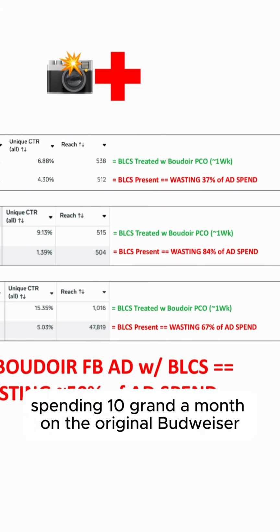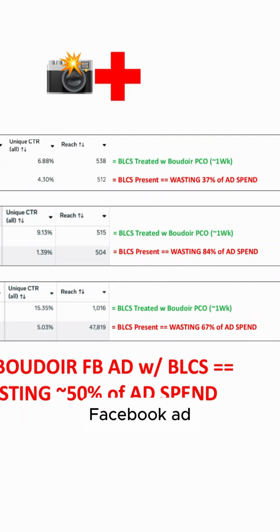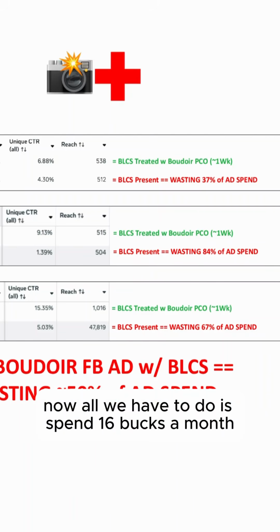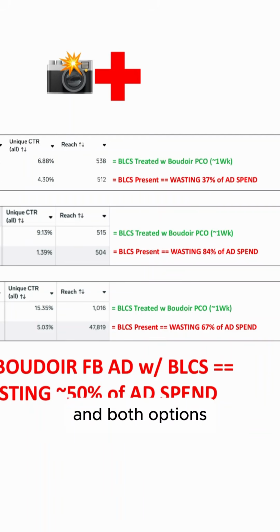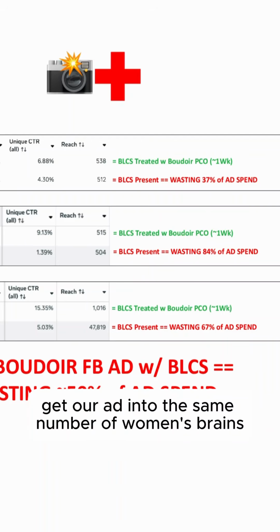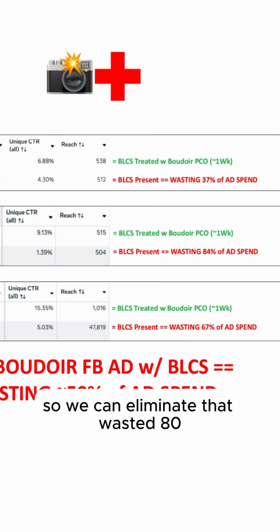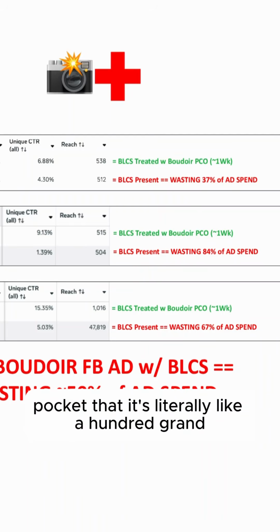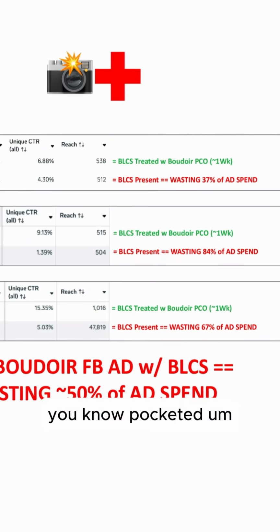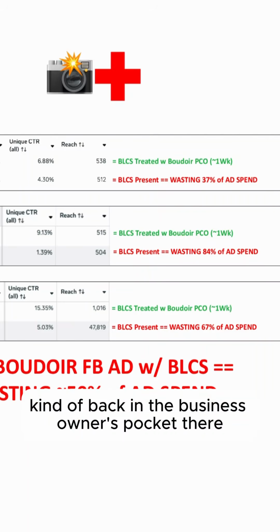So again, if they'd been spending 10 grand a month on the original Boudoir Facebook ad, now all we have to do is spend 1,600 bucks a month on the Boudoir Pico treated ad, and both options get our ad into the same number of women's brains. So we can eliminate that wasted $8,400 a month in ad spend and pocket that. It's literally like 100 grand, a bonus back in the business owner's pocket there.